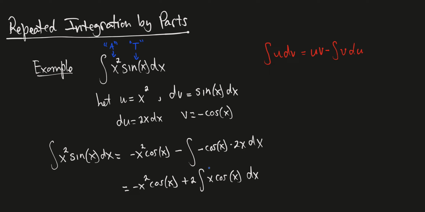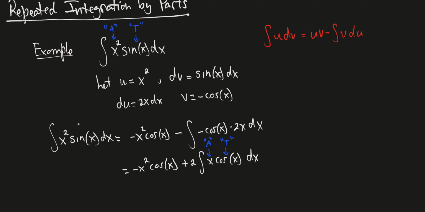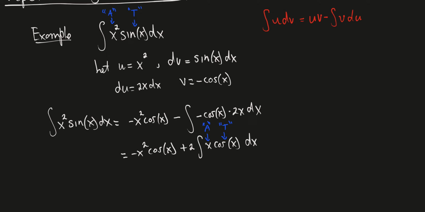And what's interesting is we still have an A type, our algebraic function, and a T type, our trigonometric function, right? Again, based on that, let's choose another pair of u and dv. So again, u is going to be our algebraic function, in this case x, and then whatever remains is going to be our dv. So dv is going to be equal to the cosine of x dx.